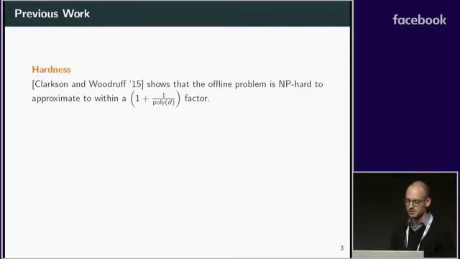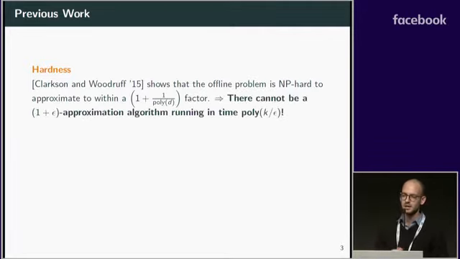So in 2015, Clarkson and Woodruff showed that the offline version of this problem is NP-hard to approximate to within a 1 plus 1 over poly(d) factor. So surprisingly, this is a very hard problem. Particularly, this implies that if you want a 1 plus epsilon approximation algorithm, you can't hope for a polytime algorithm.